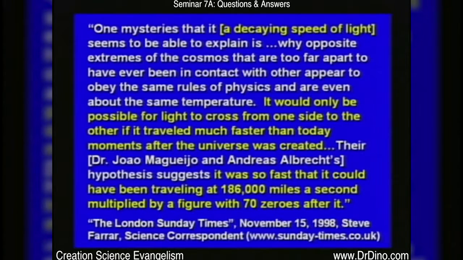why opposite extremes of the cosmos that are too far apart to have been in contact with each other appear to obey the same rules of physics, and even about the same temperatures. It would only be possible for light to cross from one side to the other if it traveled much faster than today, moments after the universe was created. Is the speed of light really a constant?